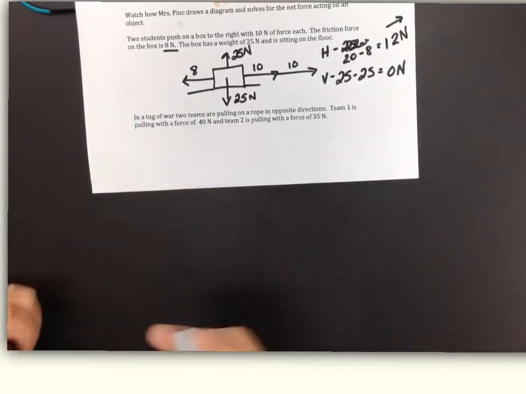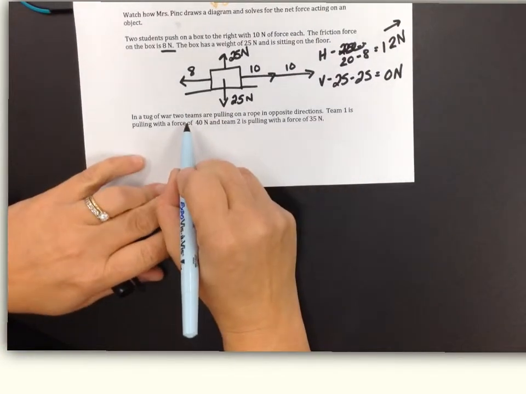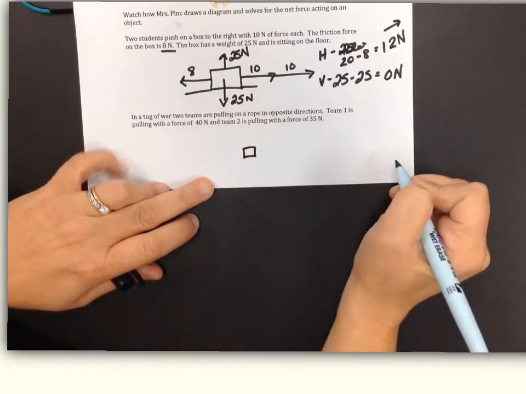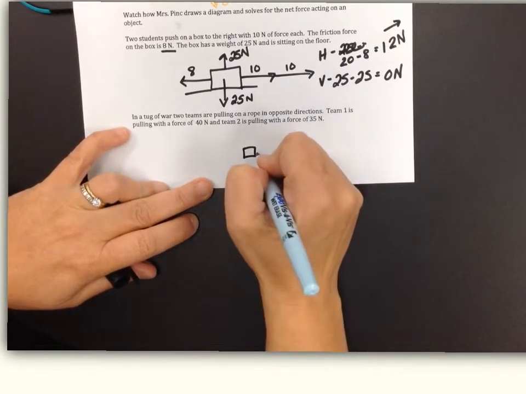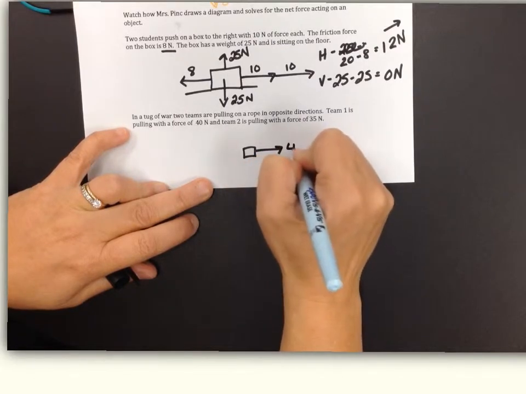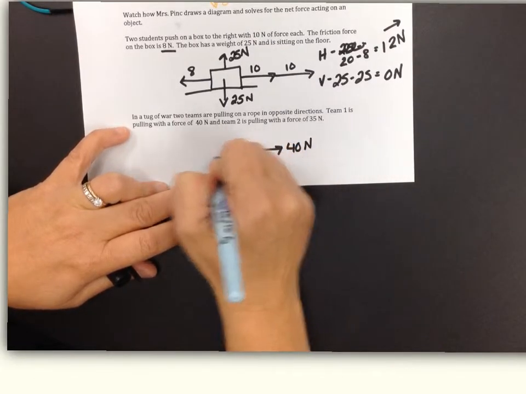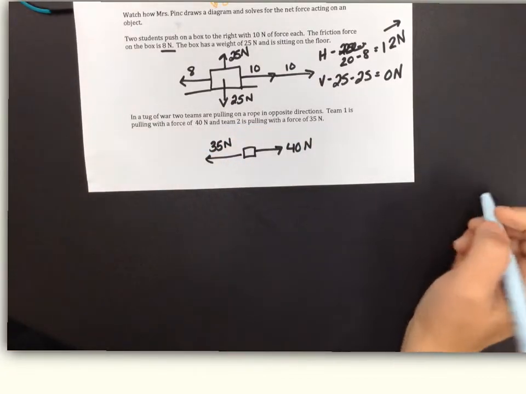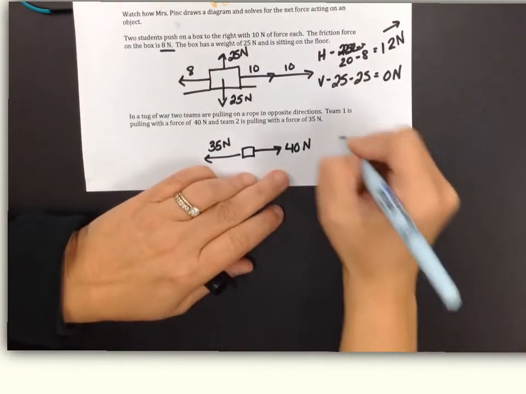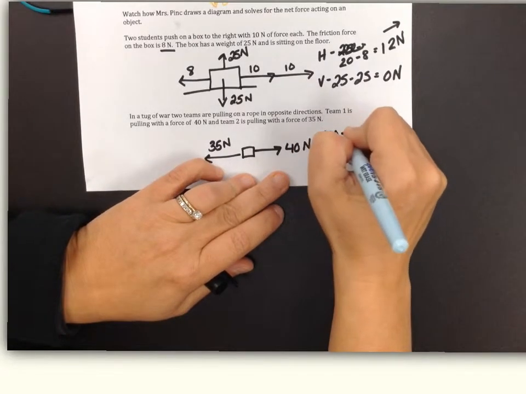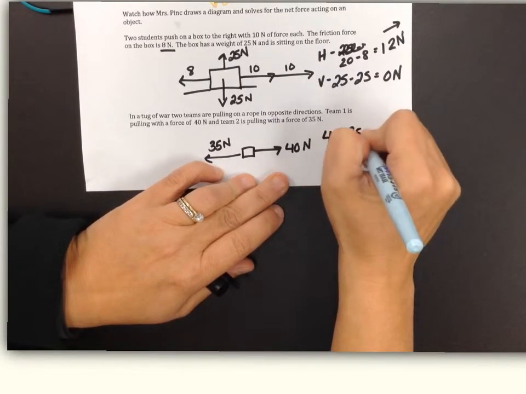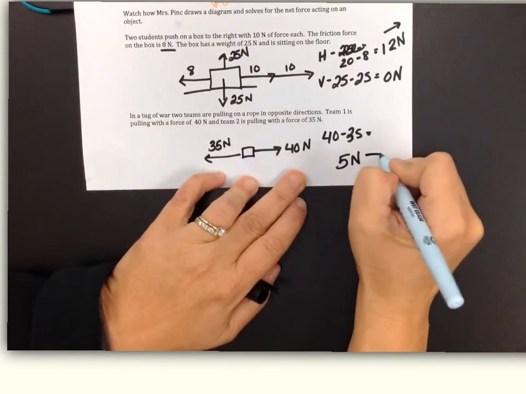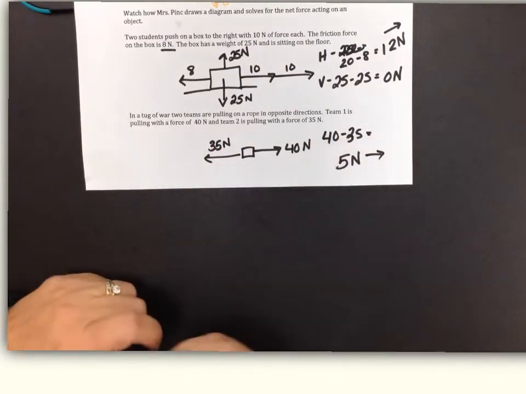Let's try this last one. In a tug of war, 2 teams are pulling on a rope in opposite directions. So here's my middle. Team 1 is pulling with a force of 40 newtons. Team 2 is pulling with a force of 35 newtons. What direction will the rope be moving, and with what magnitude? 40 newtons minus the 35. We're going to have a net force of 5 newtons, and my rope will be moving to the right.